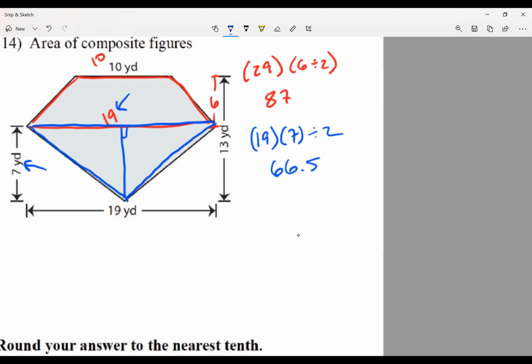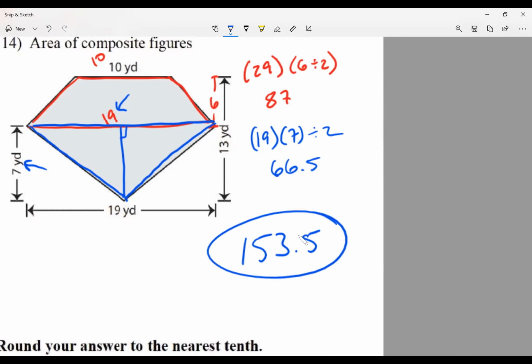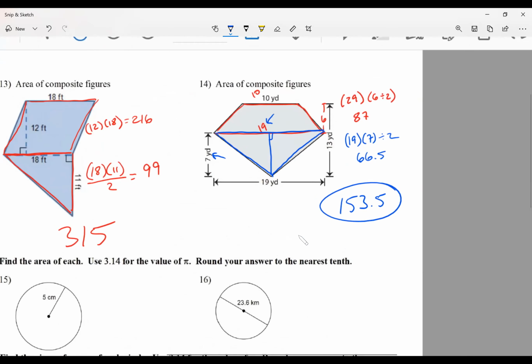So the trapezoid on the top is 87. The triangle is 66.5. Now both combined, 87 plus 66.5, will give me 153.5. So for composite figures, you're going to break it down into shapes that you know. We saw many shapes yesterday, so you're going to break it down to shapes that you know and then add them up.